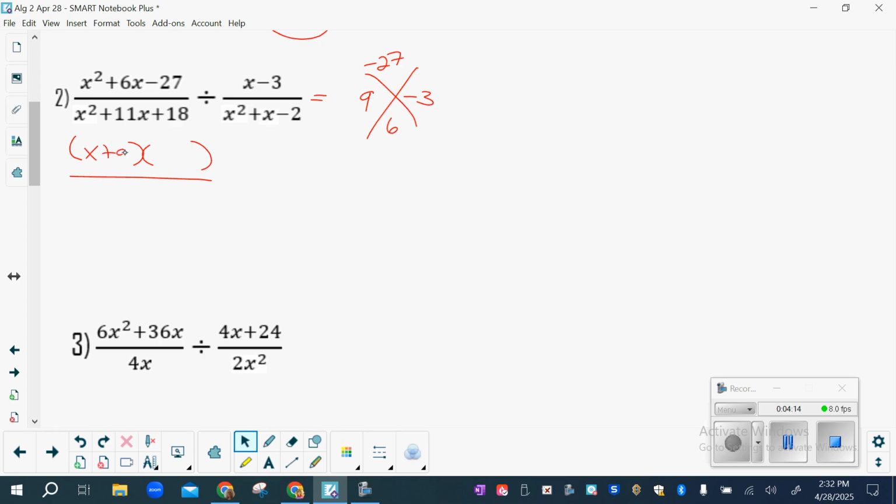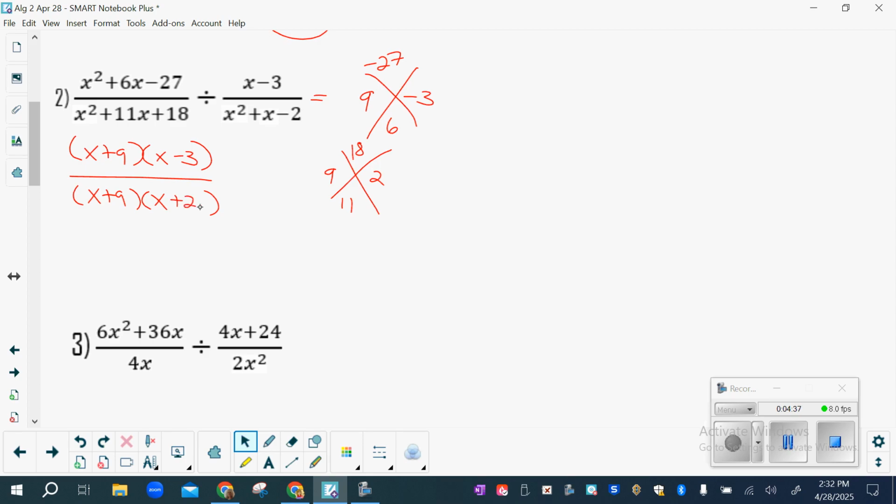Good. So let's go ahead and factor the bottom. What multiplies to 18 that adds to 11? 9 and 2. Yep. So what are the two factors, Cohen? X plus 9. Uh-huh. X plus 2.